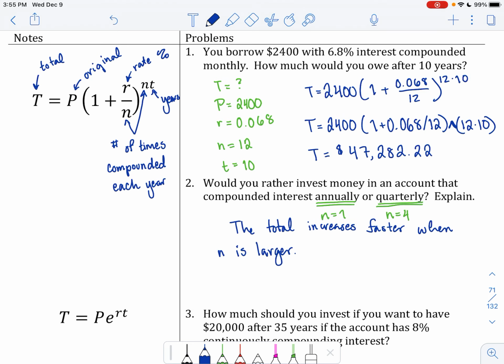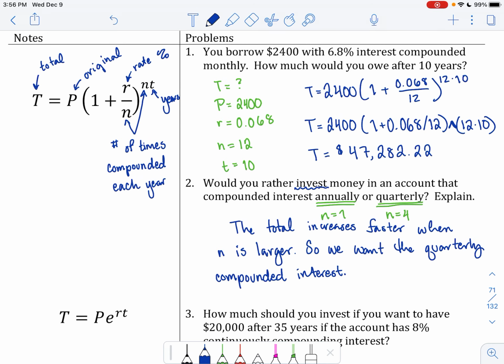So in this case, since we are also investing money, we want the larger N, which is the quarterly compounded account, because we want to have more money. Now, if it was a loan, we would want the annually compounding account because that would have less interest. So it depends on whether you're owing or investing, and that's an important thing to think about.